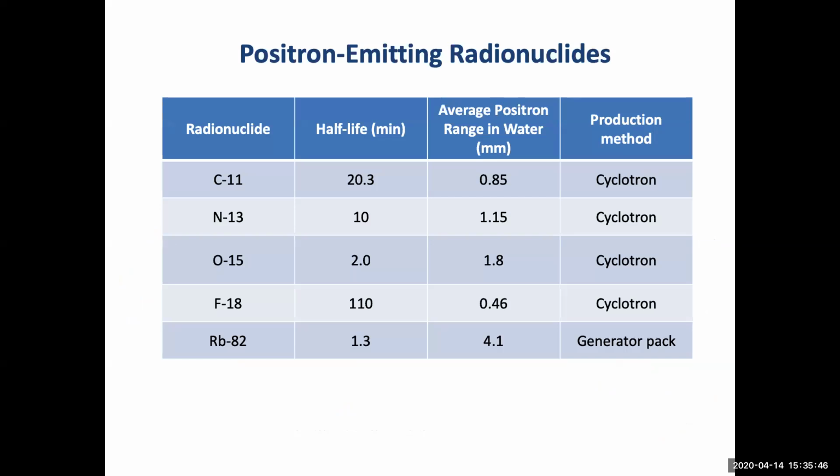Some of the radionuclides used with PET are produced mainly in a cyclotron: carbon 11, F18, and so on. Rubidium 82 we take from a generator. As you see here, the half-life is short. If we compare it with, for example, the radionuclides used in the SPECT gamma camera, like technetium 99m, we talk about 6 hours, and iodine 131, 8 days, while here the maximum is 110 minutes, and for F18 it's almost 2 hours.